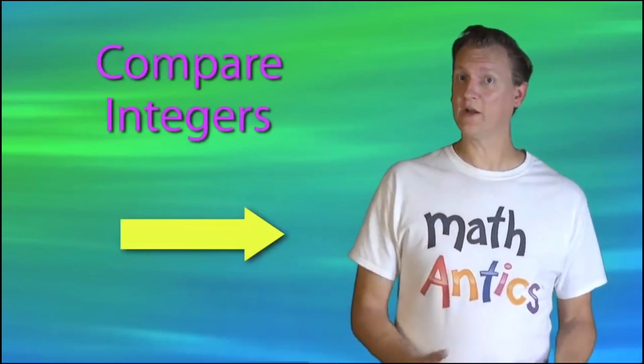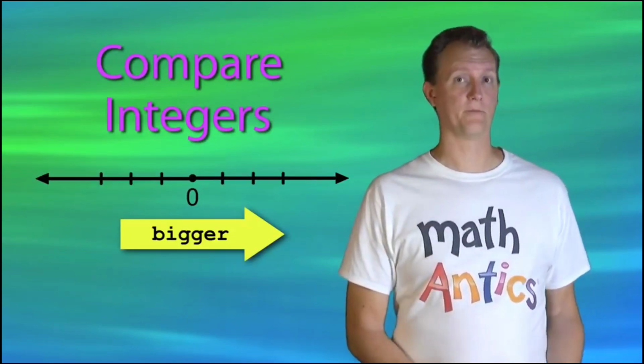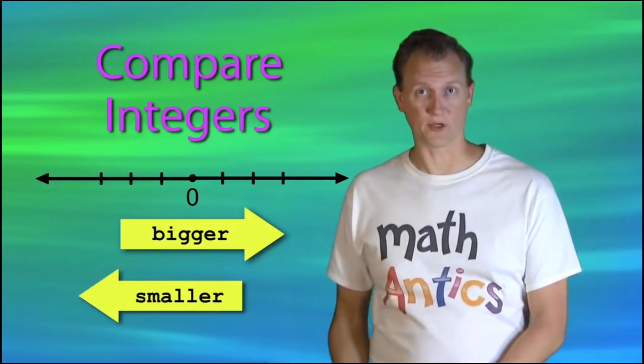We also learned how to compare integers. As you go to the right on the number line, the integers get bigger, and as you go to the left, they get smaller. Comparing integers can be confusing at first, so be sure to practice until you've really got it.